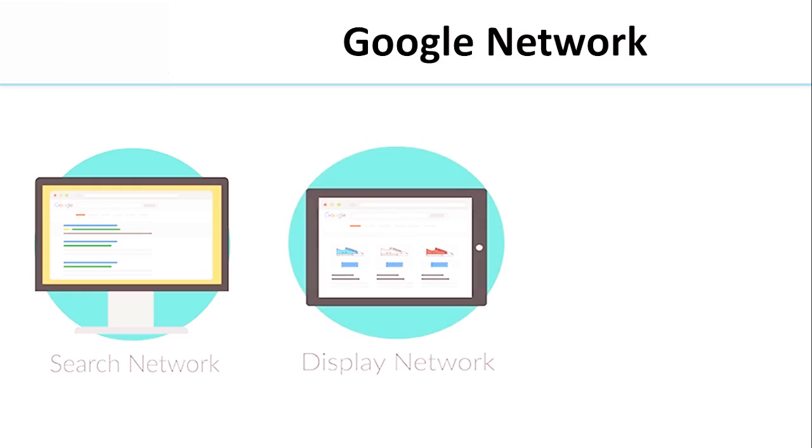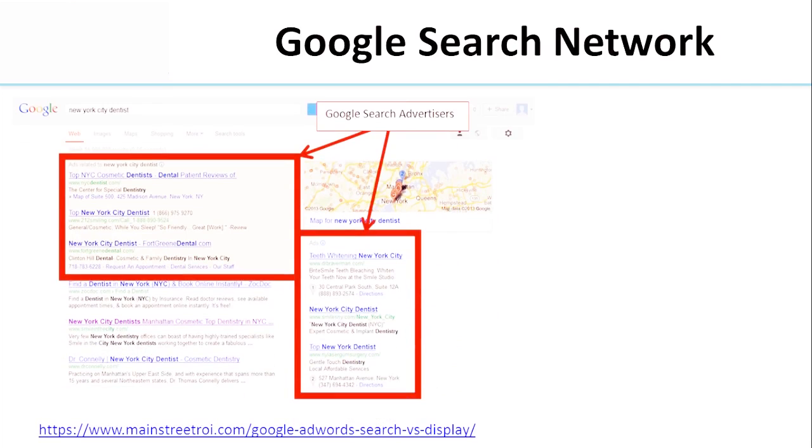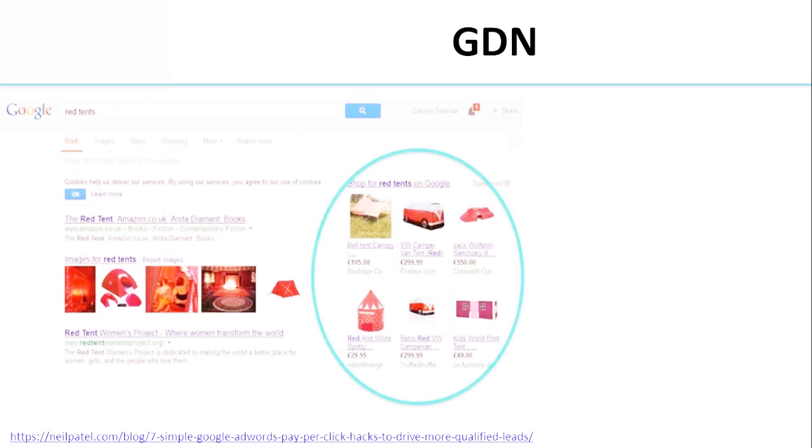So Google network is partitioned into two, that is search network and display network. Google search network, you can have a look that the results which appear in the specified position, these results will come under the Google search network at the top as well as towards the right side of the SERP. GDN, that is Google Display Network. The advertisement appears here, which is marked in the form of a circle. This is the outcome of GDN or Google Display Network, right?